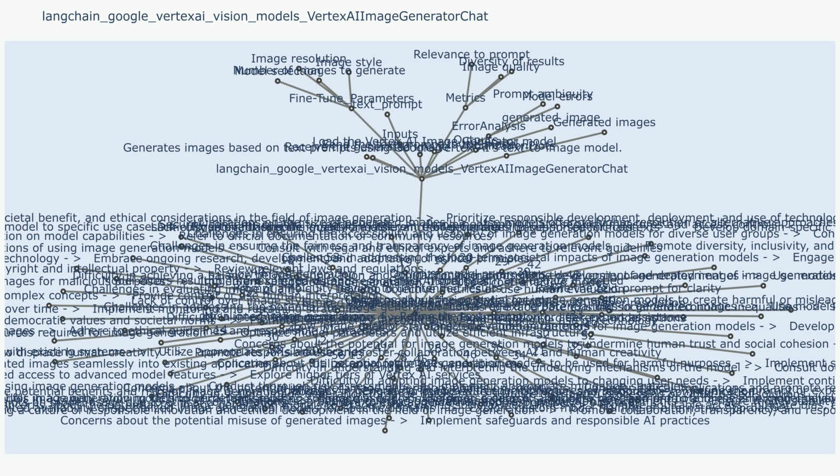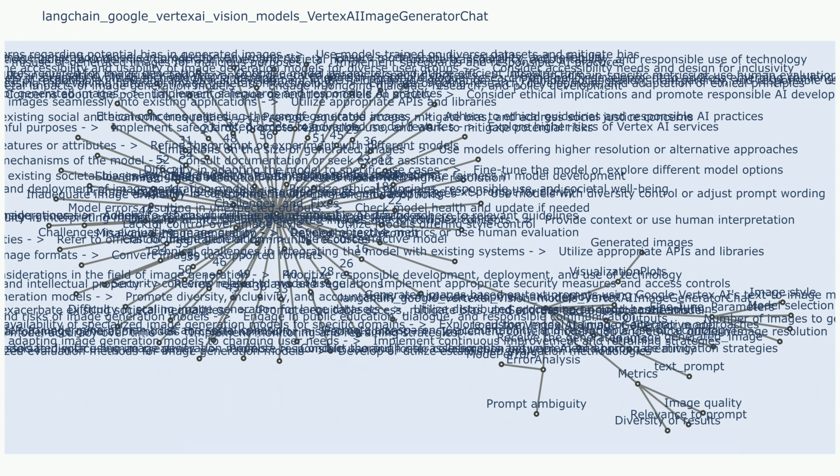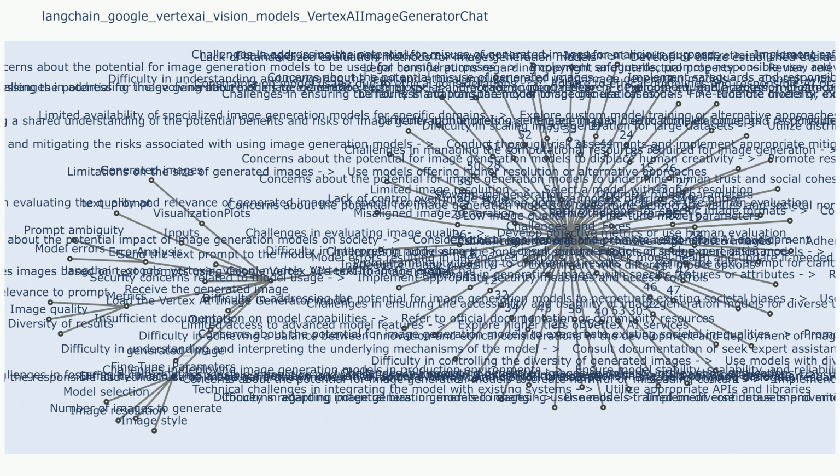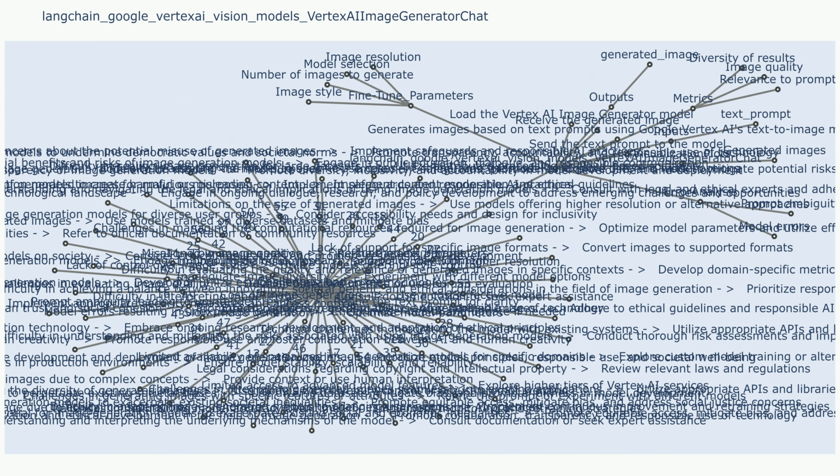LangChain Google Vertex Vision Models: Vertex Image Generator Chat. Description: this tool uses Google Vertex's image generation models to generate images based on text prompts. It uses the Vertex AI Chat API, which allows for more natural, conversational interactions with the model. Inputs: prompt: a textual description of the image to be generated. Outputs: image: a generated image based on the provided prompt.